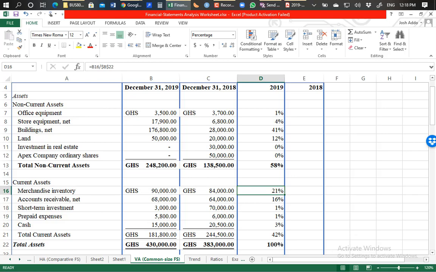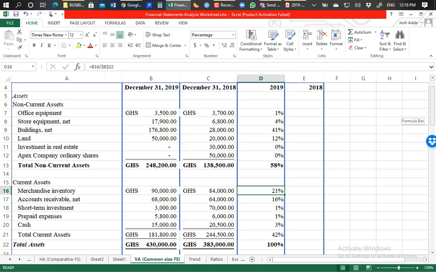Yeah. Short-term investment is 1%, and so on. So basically that's what it means. This is vertical analysis, expressing all the items, in this particular case the balance sheet items, as a percentage of the total assets.